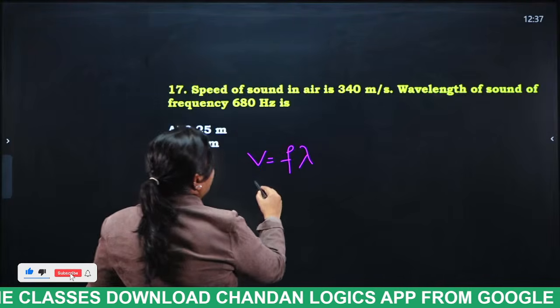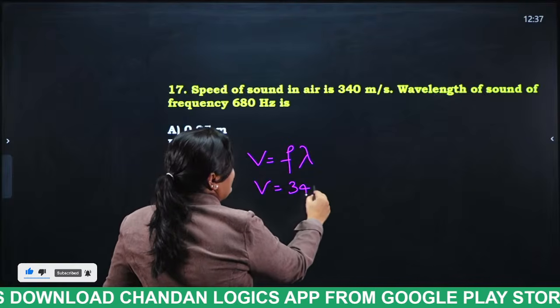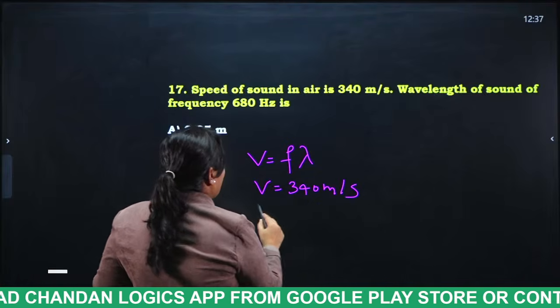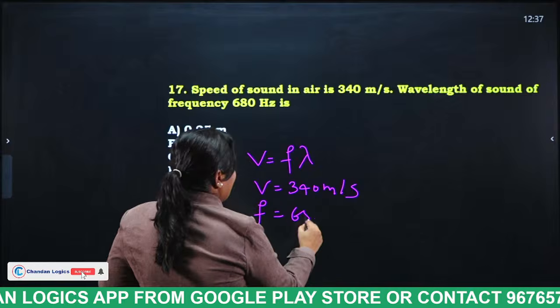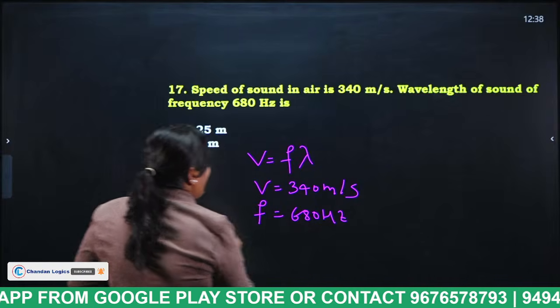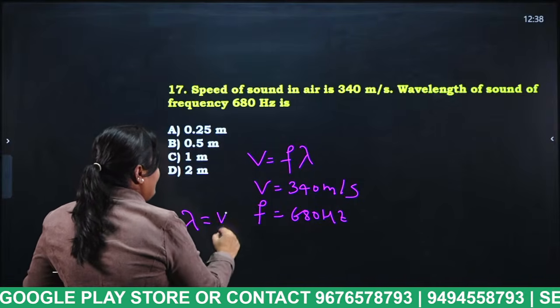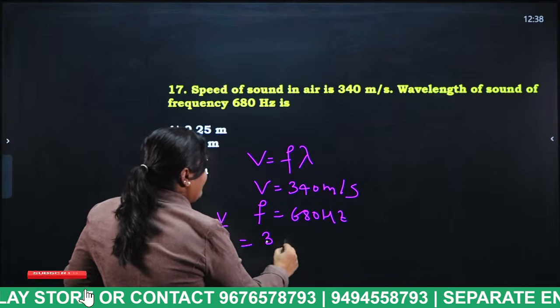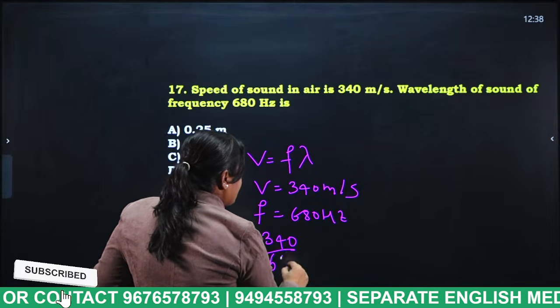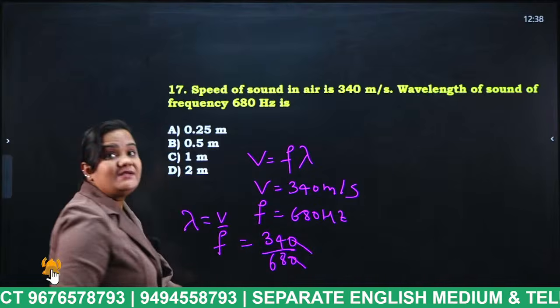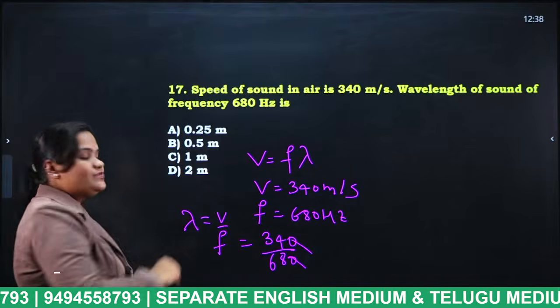So what we have to find here? They have given you the V value: V is equal to 340 meters per second, and the frequency value 680 hertz. Now what we have to find? We have to find the lambda value. So V by F. V is 340 and F is 680. Now what is going to be the answer, students? 0.5 meters. Very good, very good.